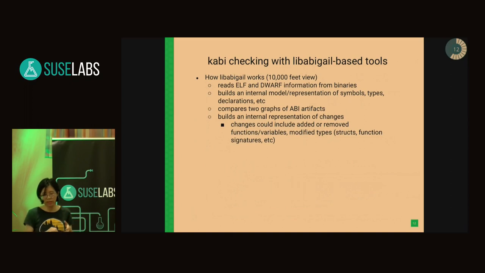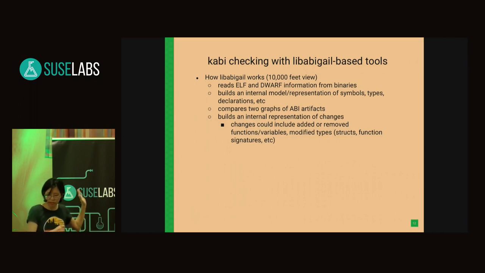Just to provide some background on how libabigail works, I'm not a libabigail developer, and I haven't really looked too deeply into the source code, so this is the 10,000 feet view. As far as I know, libabigail works with ELF and DWARF information from a binary. It reads all of that in, and from that information it builds an internal representation of all the symbols, types and declarations of these binaries. It produces graphs, then compares these two graphs of ABI artifacts, and from that it produces the diff report.